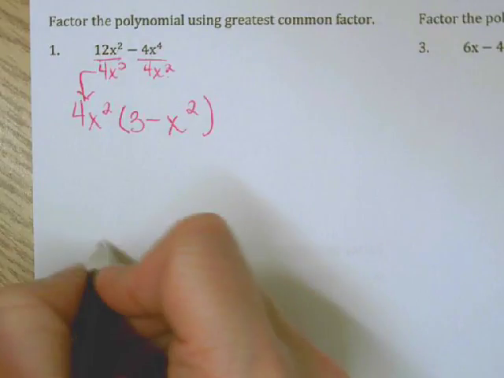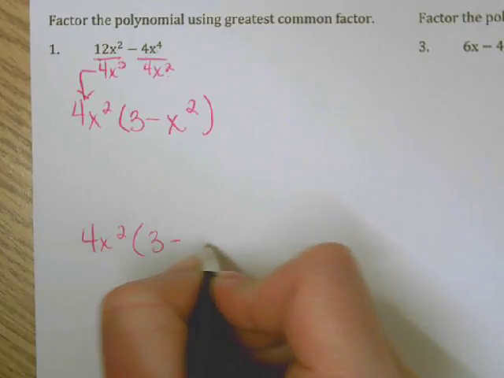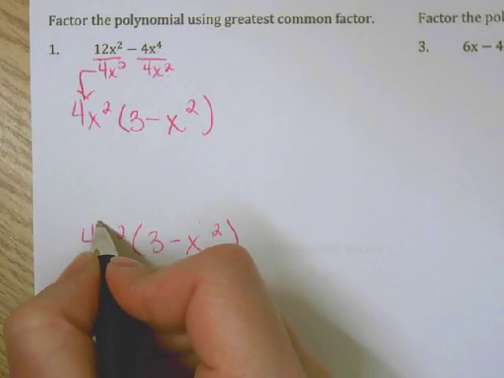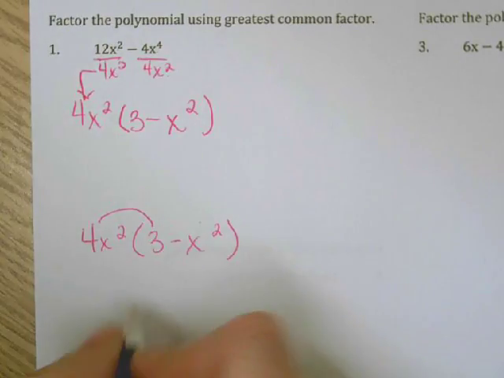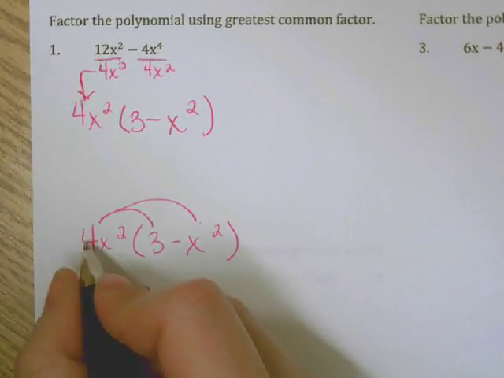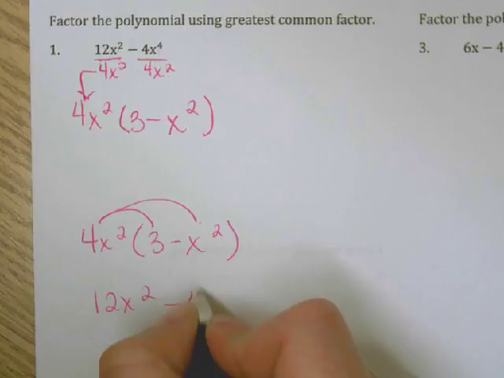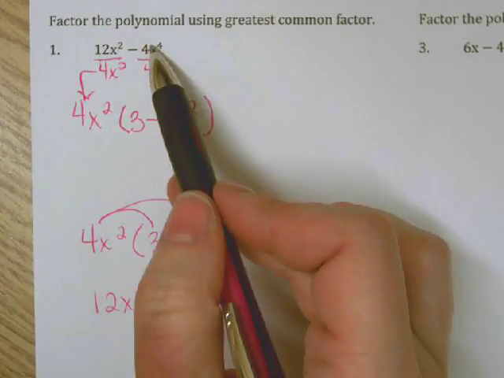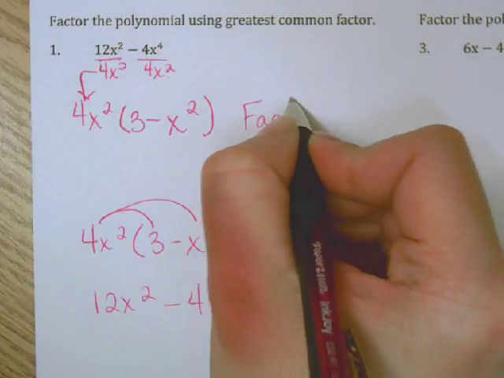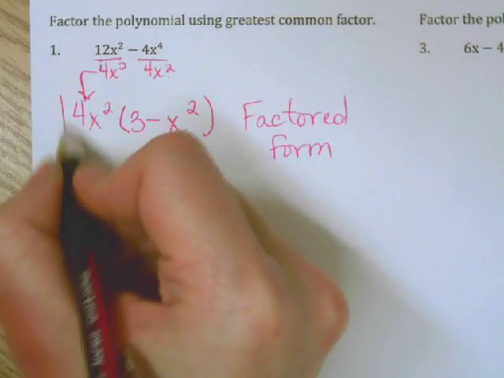So, and here's my check on this. If I have 4x squared times 3 minus x squared, and I were to distribute that, I have 4x squared times 3, which is 12x squared, and 4x squared times negative x squared gives me negative 4x to the 4th, which is what I started with up here. So this is the factored form of my polynomial. And that is my answer.